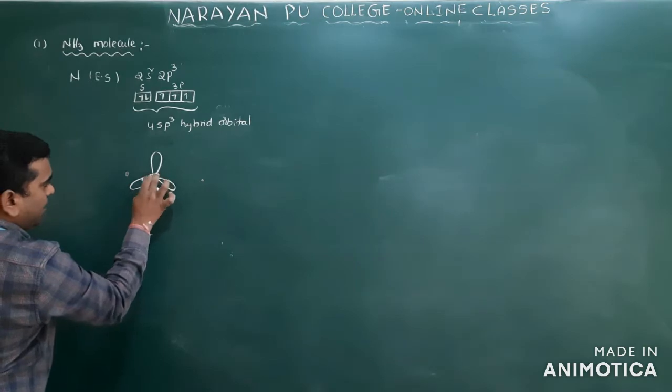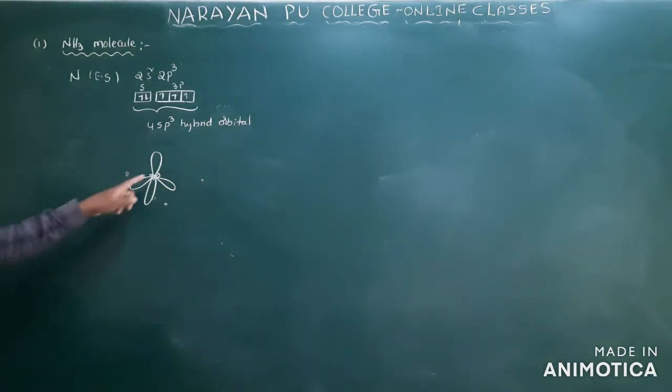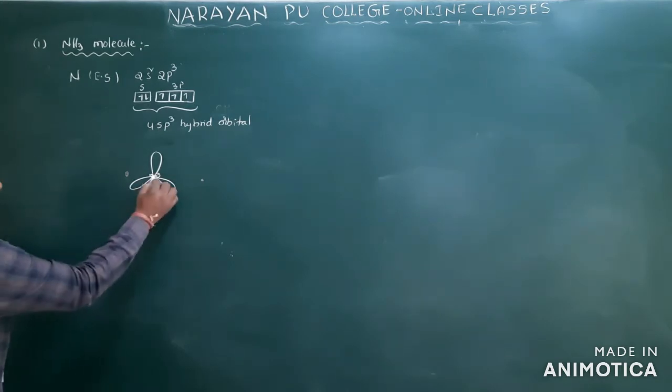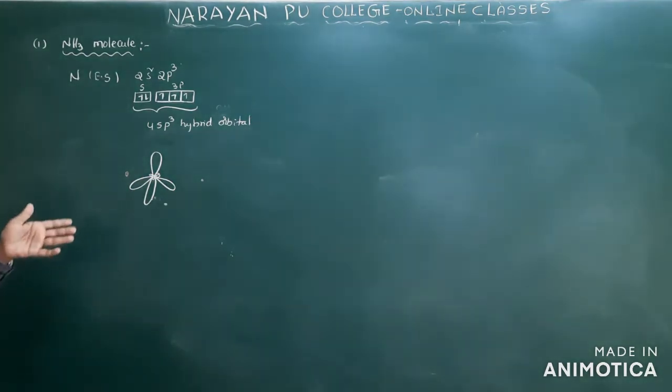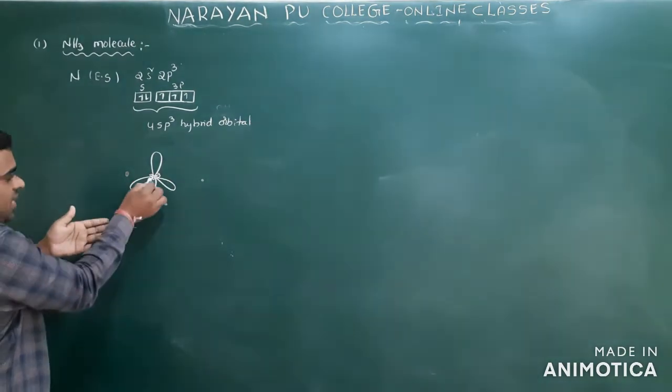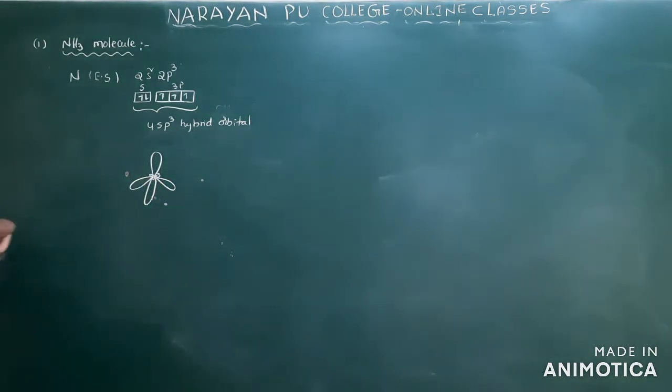One will be there on the back side. Clear? That I will write. This is nitrogen, the central atom here. If you want, you can directly write by taking the nitrogen, but if I write the nitrogen here, I cannot put these small lobes. So that's why I am writing it this way.